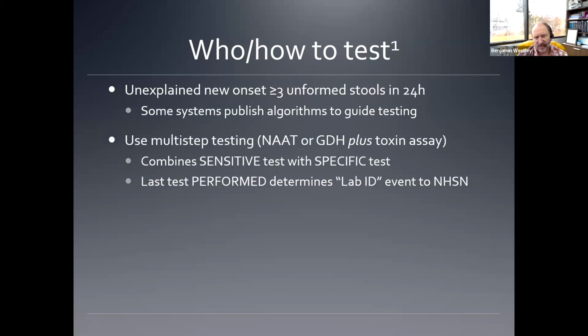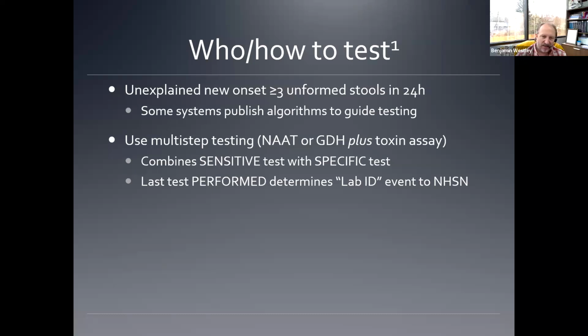And then, how do we use multi-step testing? The guidelines do sort of endorse doing this. So initially, you do a test that's very, very sensitive, that is going to find virtually everybody that has C. diff in the intestines. And then they say to add a second specific test, which is going to confirm infection, but not be able to rule it out so well. So it's a combination of a sensitive and specific test.